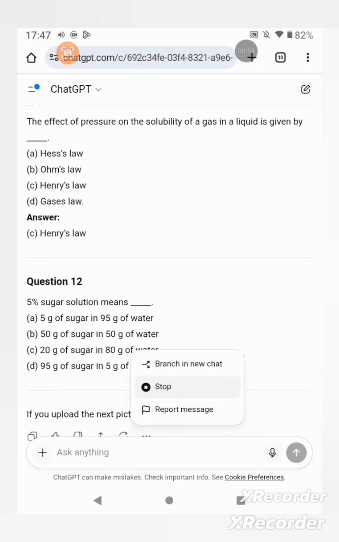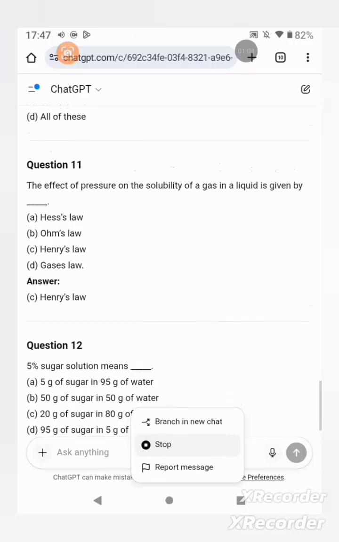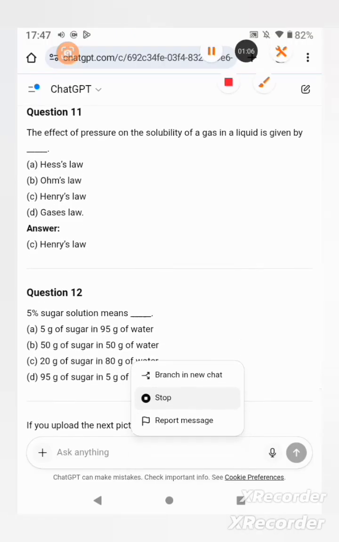Question 12. 5% sugar solution means A. 5 grams of sugar in 95 grams of water. B. 50 grams of sugar in 50 grams of water. C. 20 grams of sugar in 80 grams of water. D. 95 grams of sugar in 5 grams of water.